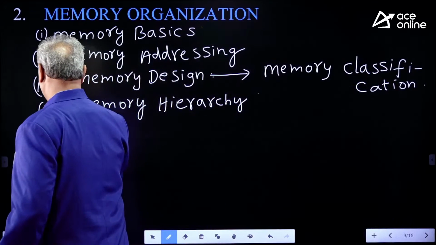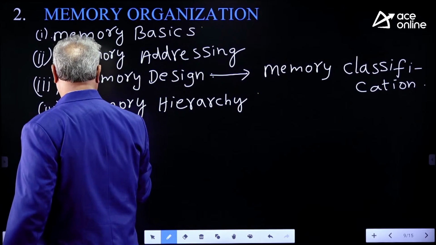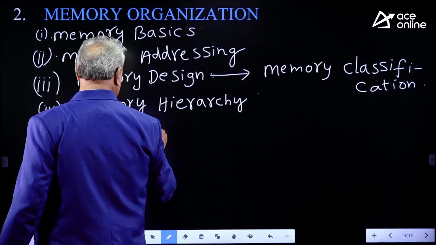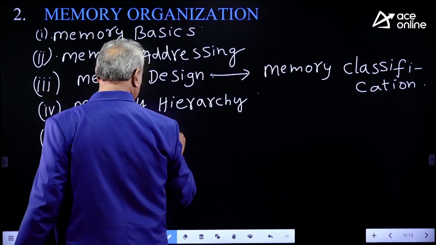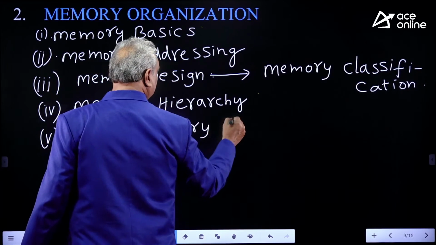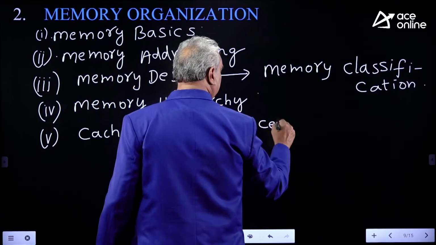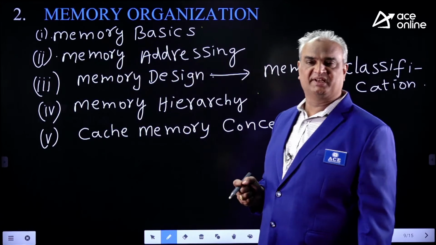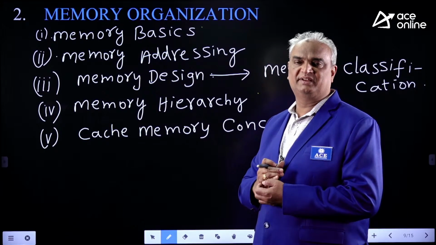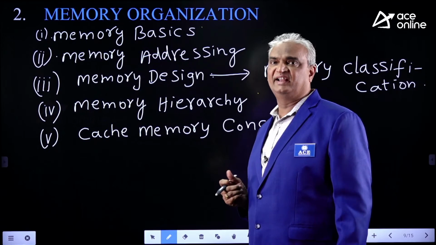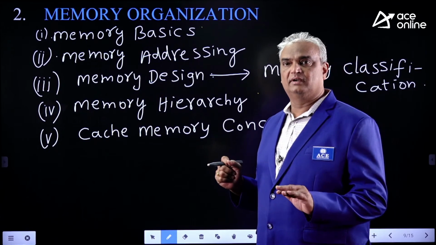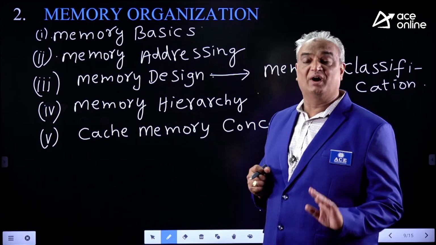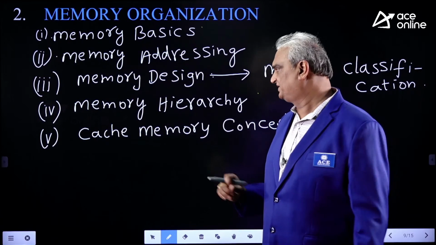Next, cache memory concept. What is level 1 cache memory? What is level 2 cache memory? What is locality of reference? What is spatial? What is temporal? All these things.